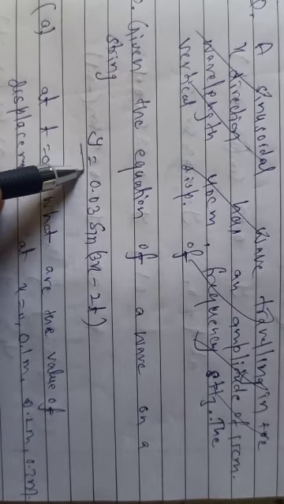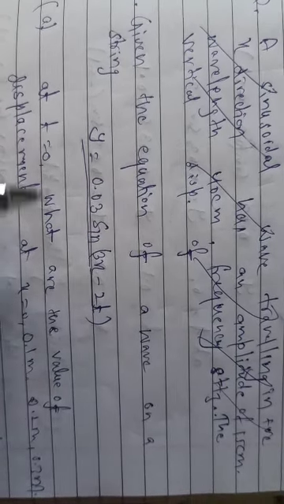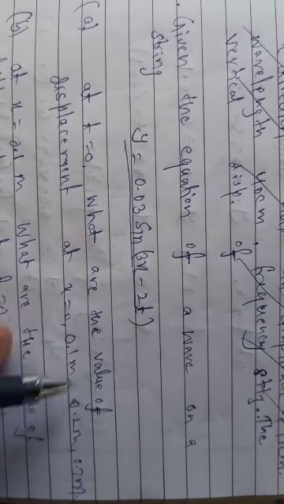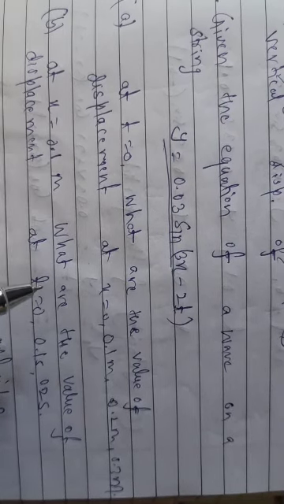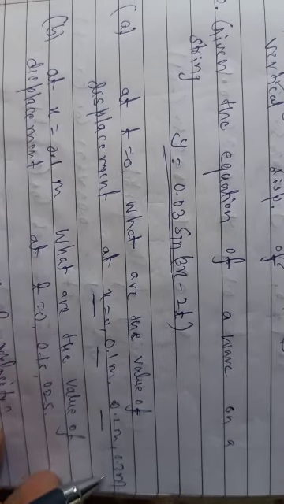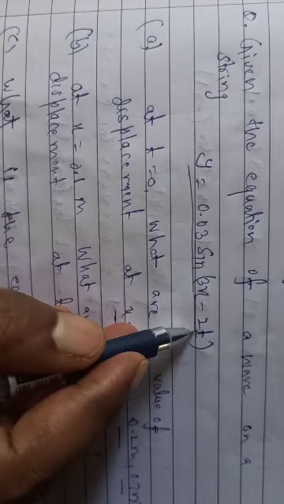Given the equation of a wave on a string: y is equal to 0.03 sine (3x minus 2t). This is the equation of the wave given. They are asking, at t equal to 0, what are the values of displacement at x equal to 0, 0.1 meter, 0.2 meter, 0.3 meter. So you don't have to do anything, just put the value t equal to 0 here.